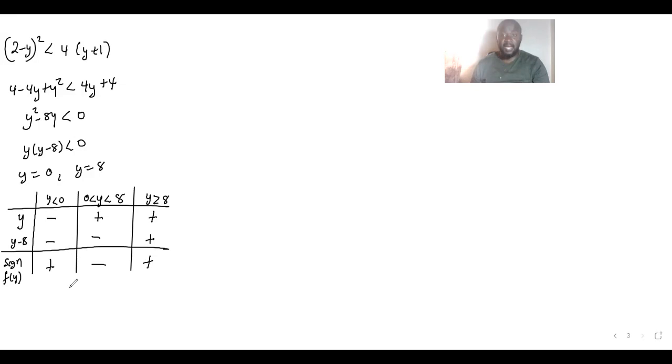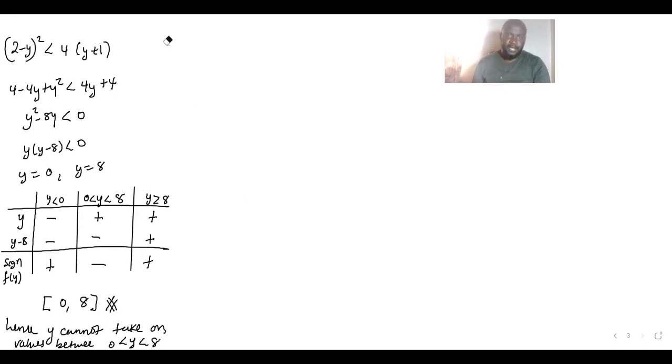So the region where the curve has no real values, it was supposed to be less than 0. That region is where we have the negative, hence y cannot take on values between 0 and 8. Hence proof. y cannot take on values between 0 less than y less than 8.